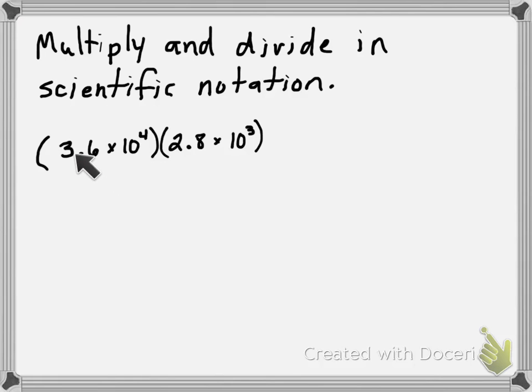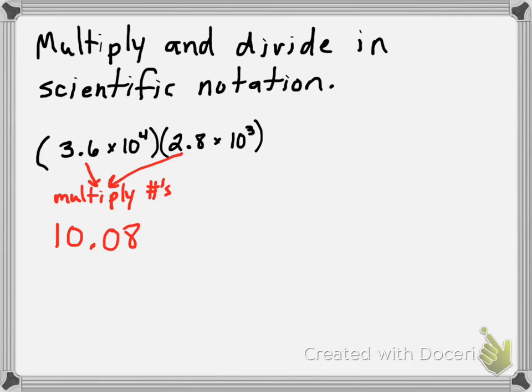So what I can do is multiply the two numbers together. So I can multiply the 3.6 and the 2.8. And I multiply those together, and that gives me 10.08. So step 1, multiply the numbers. Then I can multiply the tens together. So 10 to the 4th times 10 to the 3rd. I multiply the tens, and that gives me 10 to the 7th.